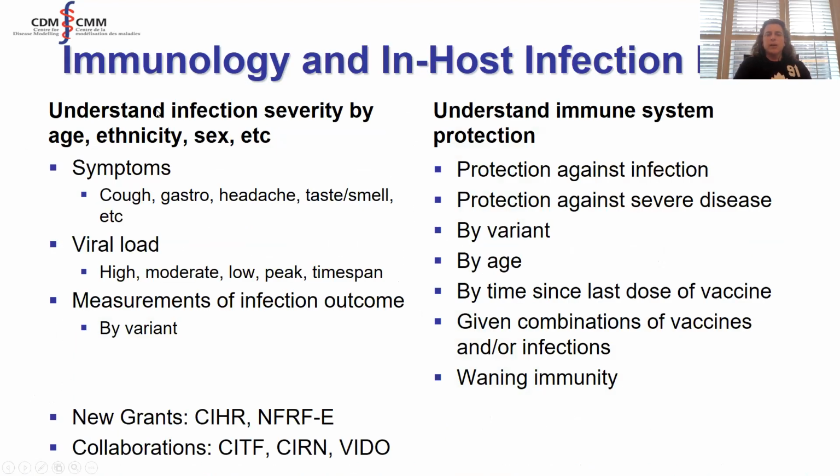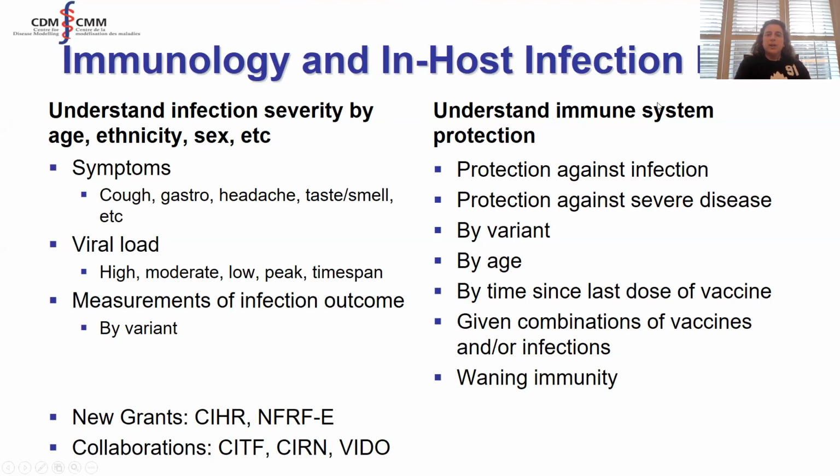Going forward, there are lots of things that we can do. We're trying to understand infection severity by age, ethnicity, sex, and so on. We're trying to tease apart the data and analyze the outcomes of infection by age, ethnicity, sex, and so on, looking at the severity of symptoms, but also how high the viral load is, the time span for viral load, how long an individual is infected, and how these different infection outcomes vary by different variant of concern.